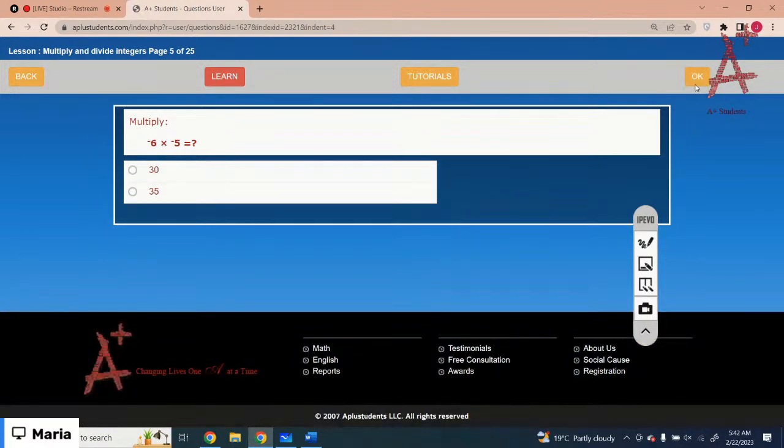Okay, negative 6 times negative 5 is... Both the numbers are negative, so the answer must be positive, very good, and you have to do 5 times 6, which is 30. So the correct option is 30.